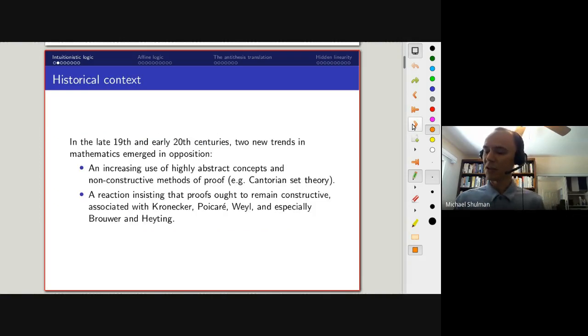Okay, so constructive mathematics historically arose around the late 19th and early 20th centuries as a sort of opposition to an increasing trend of abstraction in Cantorian set theory and so on. A various group of people like Kronecker, Poincaré, Weyl, and especially Brouwer and Heyting, have their names associated with this development. They reacted to this by insisting that a lot of these new non-constructive proofs really shouldn't be allowed, that they only wanted to let in proofs that are constructive. So what do we mean by constructive?